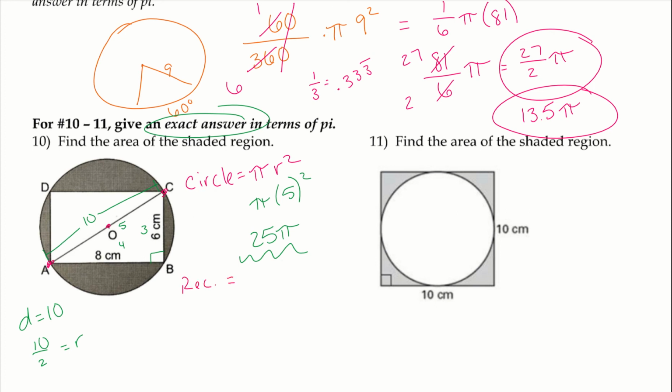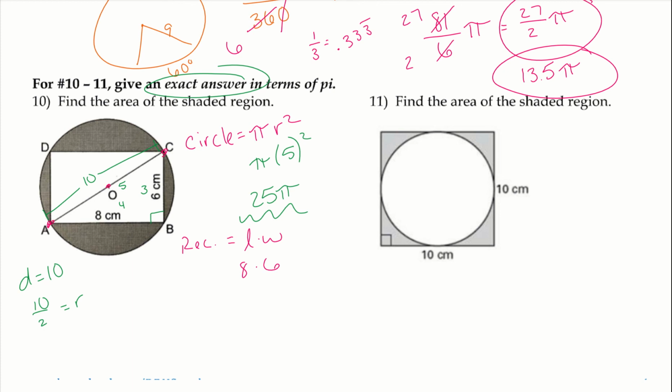So the area of the rectangle is length times width. So I can say 8 times 6. We don't need the diagonal for the rectangle, we only needed it for the circle. So we have 8 times 6, which will give me 48. So in order to find the area of just the shaded region, I'm going to take the circle, so 25 pi, and I'm going to subtract the part I don't know, which is 48.